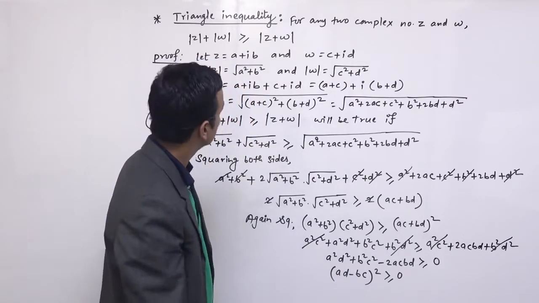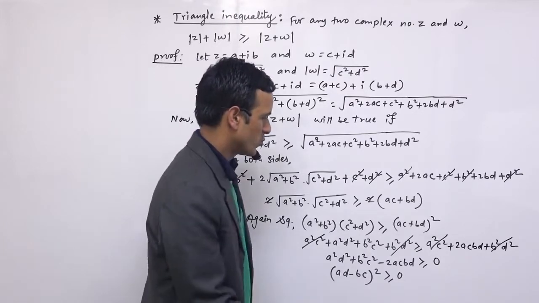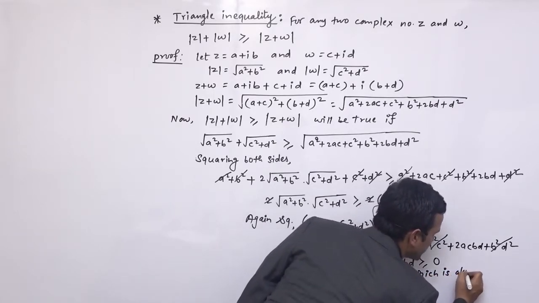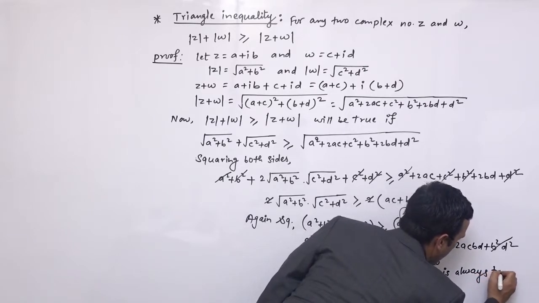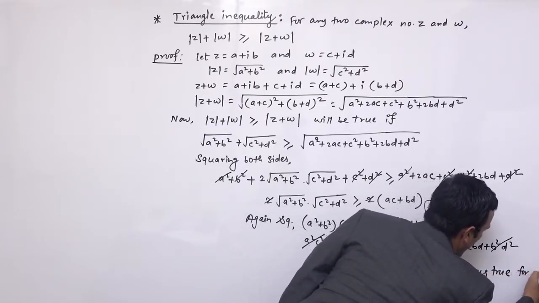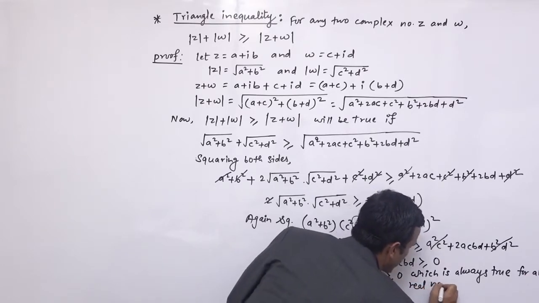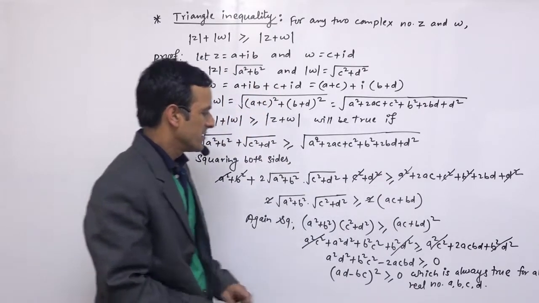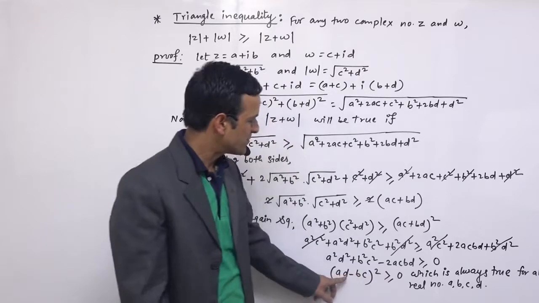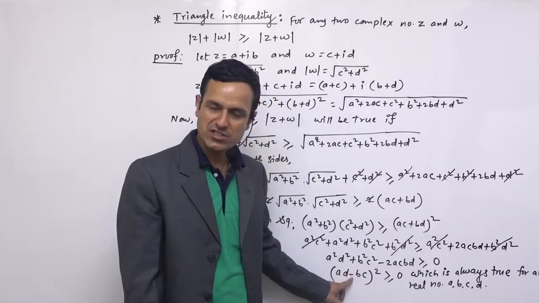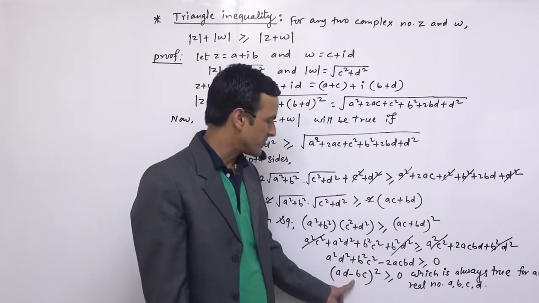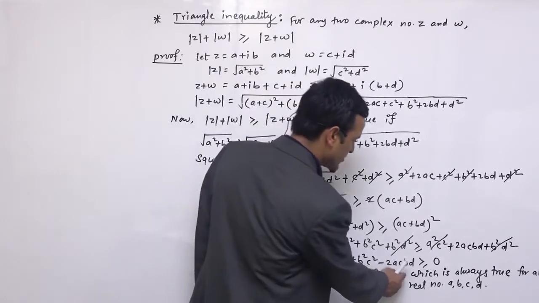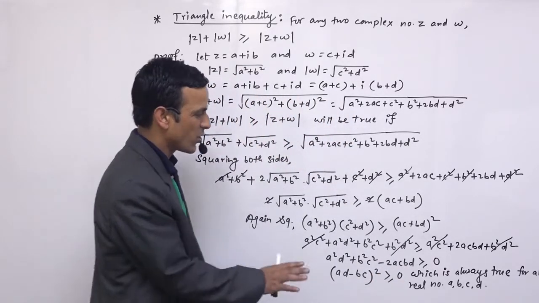So we can write like this, which is always true for all real numbers a, b, c and d. So this is the square, and the square of any number is always a real number which is greater than 0 or equal to 0. So this is always true.